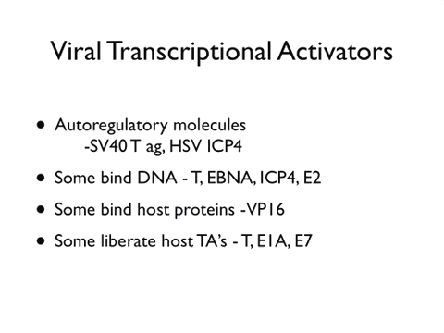So what are some of these virus transcriptional activators? Well, they can be autoregulatory molecules, like the SV40T antigen, or the herpes simplex virus ICP4 protein. Autoregulatory molecules are molecules that are synthesized, then go back and control the amount of expression from that gene. Some bind DNA. T antigen does it. The Epstein-Barr virus nuclear antigen does it. ICP4 from herpes virus does it. And E2 from the papillomavirus does it.